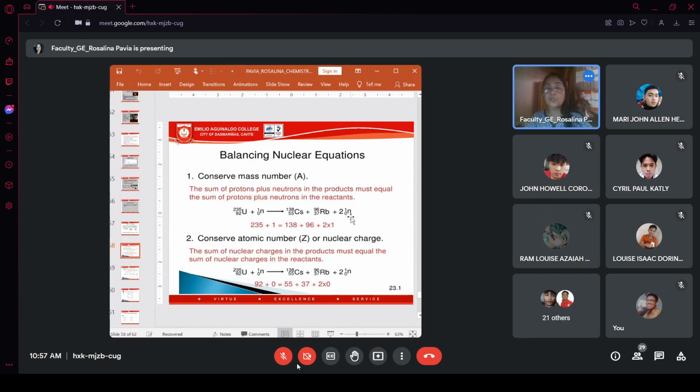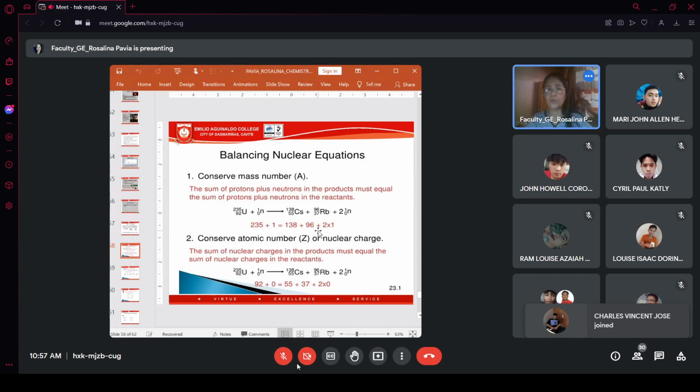92, ma'am. Okay. So, ibig sabihin, yung neutron na i-add mo is balance na kasi yung atomic number or the number of protons, di ba? 92, 92. So, pupunta ka ngayon sa atomic mass. Di ba? And remember that atomic mass is the sum of the protons plus neutrons. Remember? So, 235 plus 1 is 236, di ba? 235 plus 1 is 236. 138 plus 96 is 234.